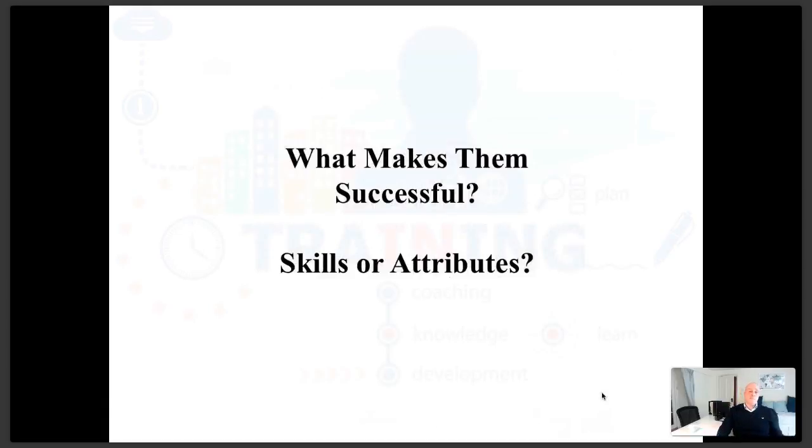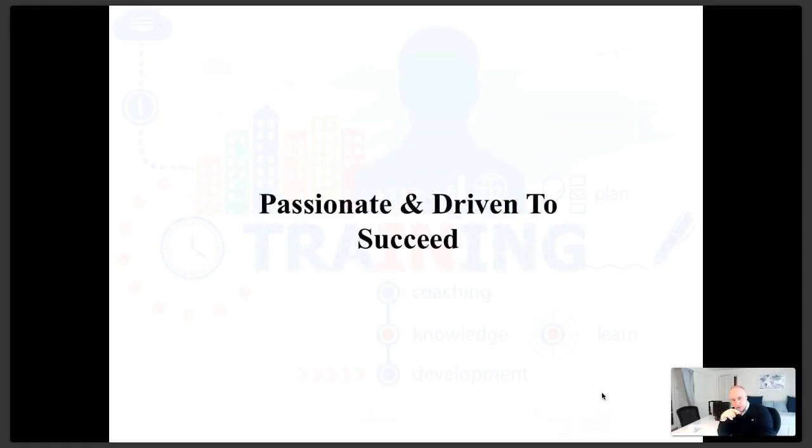So what makes all these people successful? Is it the skills, or is it the attributes, or is it the skills and the attributes? Skills are something that you can learn. Attributes are something you can learn as well, but being motivated is an attribute, being kind, being tenacious, being driven. All those things really are what all of us do have inside us. We've just got to awaken it sometimes.